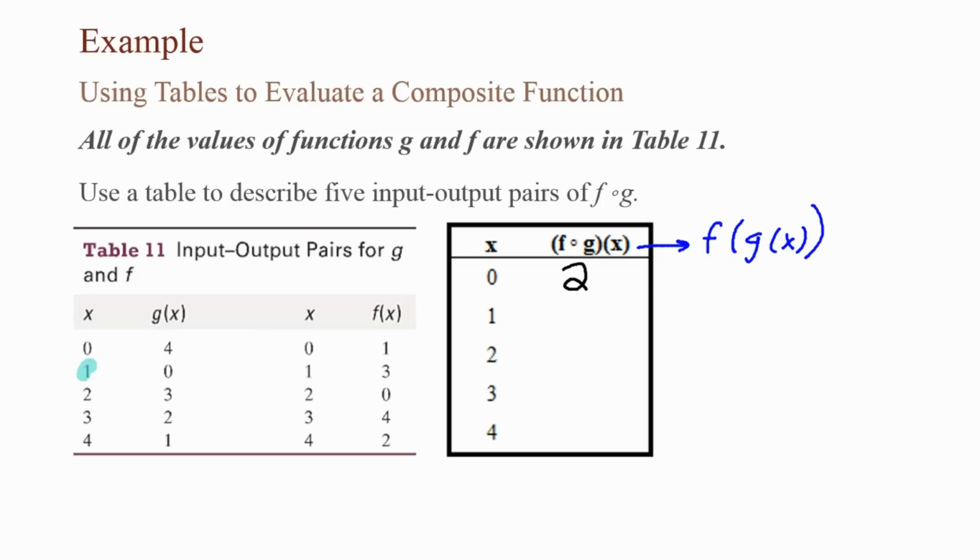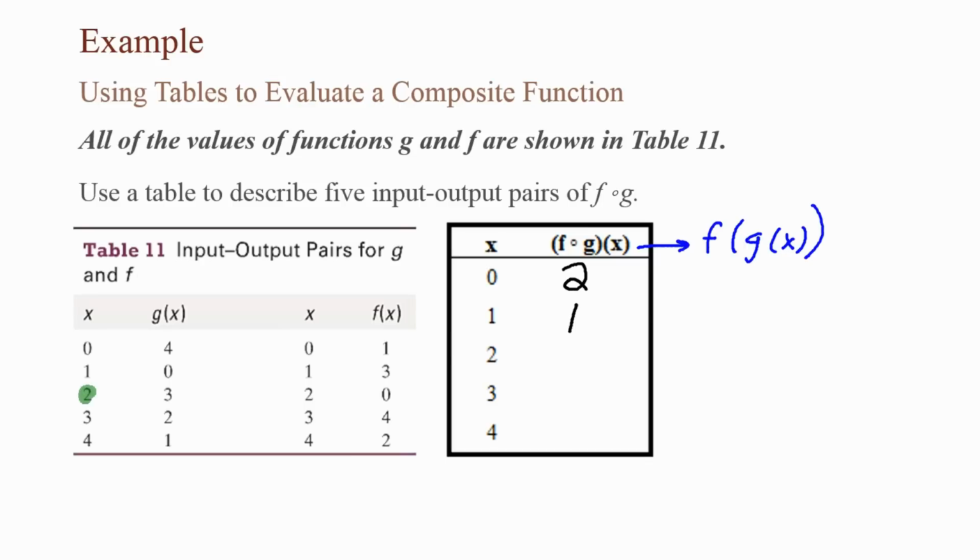Next, I start with 1. If my input is 1, my output for g of x is 0. So I find 0 under my inputs for f of x. If that input is 0, the output becomes 1. So when x is 1, the output of f of g of x is 1.